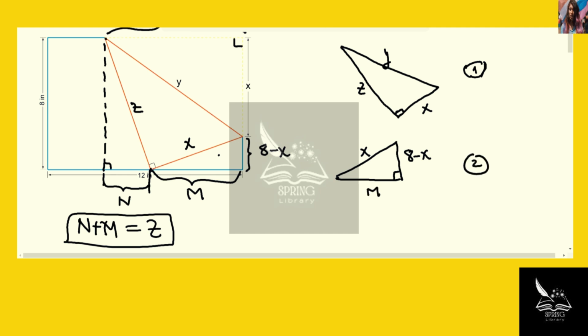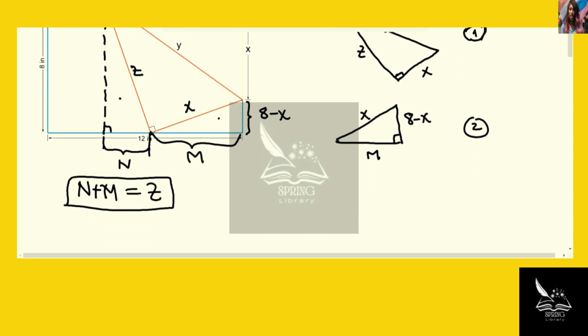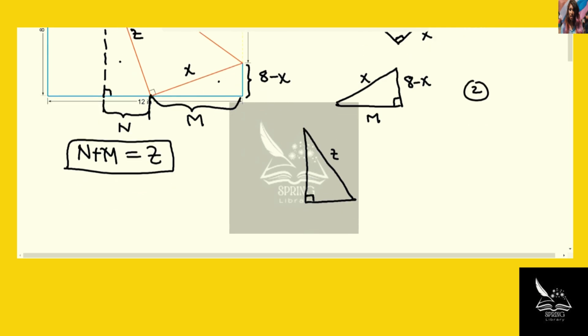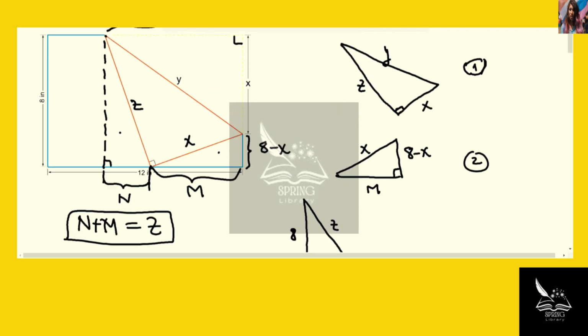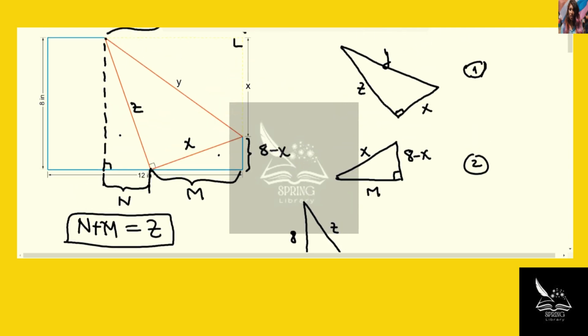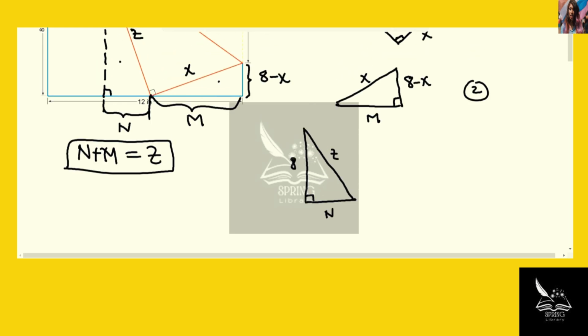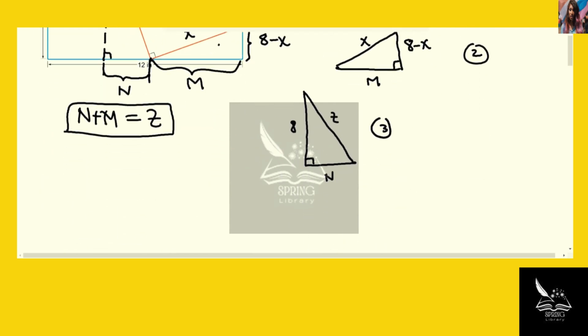And this one here is just like this, with the hypotenuse z. Here is the right angle, and here is, we have called it n, and we know that this side here is 8 because it's the width of the piece of paper. And we are going to call this 3. So we have now the 3 right triangles we're going to use and this statement here.